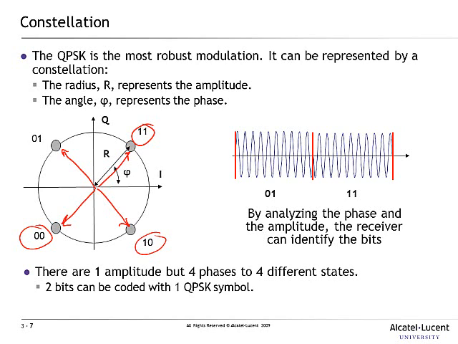Okay, and this is what they mean at the bottom. There is 1 amplitude but 4 phases, corresponding to 4 different phases. And we have 2 bits with 1 QPSK symbol. So in the case of QPSK we can say 2 bits per symbol.